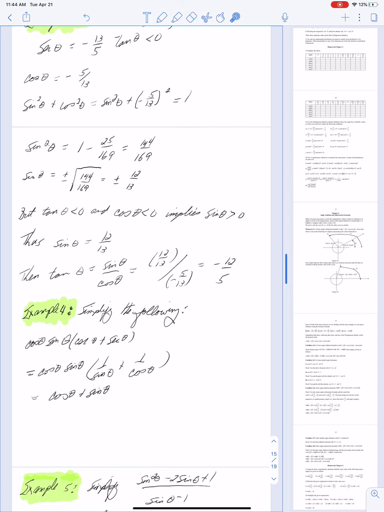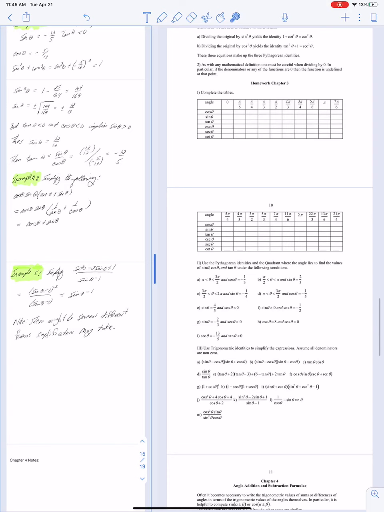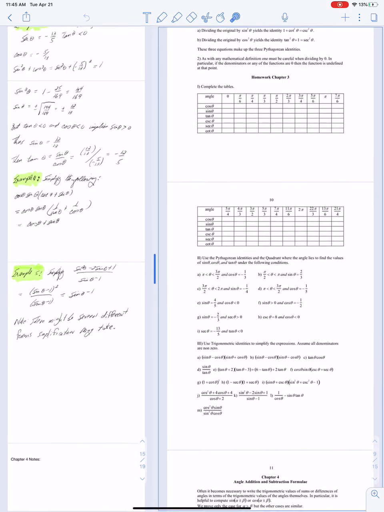Finally, in the homework, I ask you to simplify the following terms. What I really want you to do is put things in terms of sine and cosine, cancel out anything you can. One of the homework problems I'm going to do right here, cosine theta times sine theta times the quantity cosecant theta plus secant theta. I want you to simplify that. All right, now where is that in chapter 3? The answer is, it's right here. It's number F.